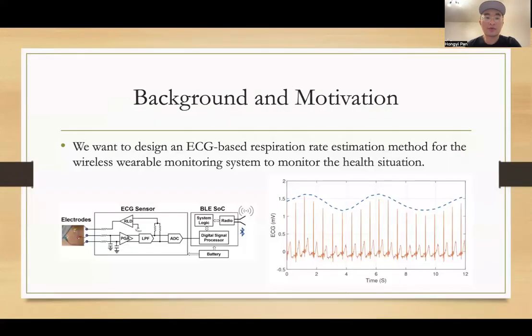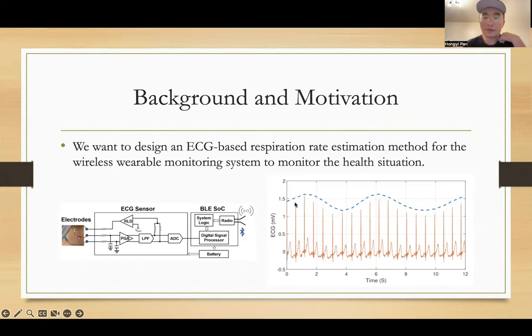Here's the background of this work. We want to design an ECG-based respiration rate estimation method for the wireless wearable monitoring system to monitor the health situation. So we have a wearable system like this, which can transmit the ECG signal to the server. You can see that the ECG signal will look like this, which is shown in the red. And from this peak's magnitude, we can observe this blue waveform, which can represent the respiration rate.